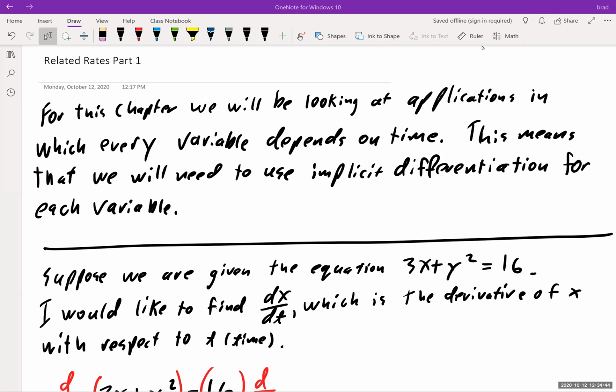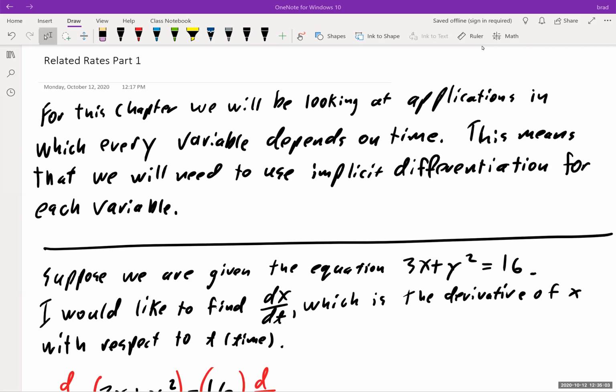For this section, we're going to do related rates. Part one, there's going to be two videos for this section just because it's bigger. It's a lot more material. So for this chapter, we will be looking at applications in which every variable depends on time. This means that we will need to use implicit differentiation for each variable.